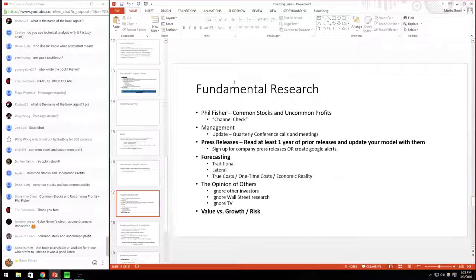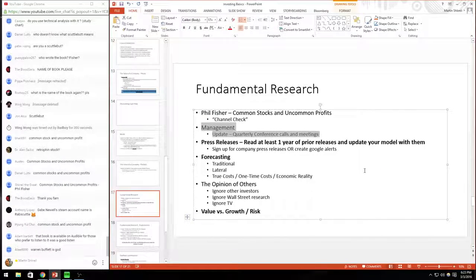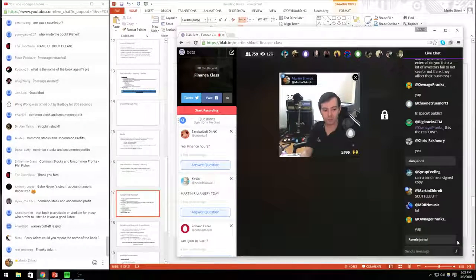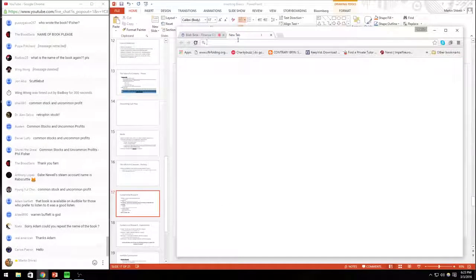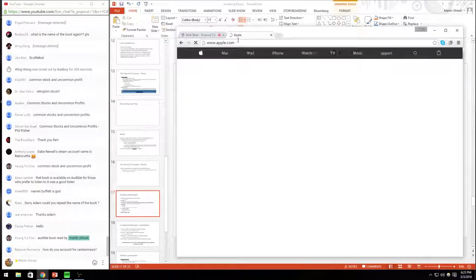So what's the second way to do it? Well, management is part of Phil Fisher's approach, and I just pulled it out as really important. Even if you don't read the Phil Fisher book, you have to get some kind of relationship going with management, whether you like management or you don't like management. So management of Apple is Tim Cook. Now how do we... we're never going to meet Tim Cook, right?